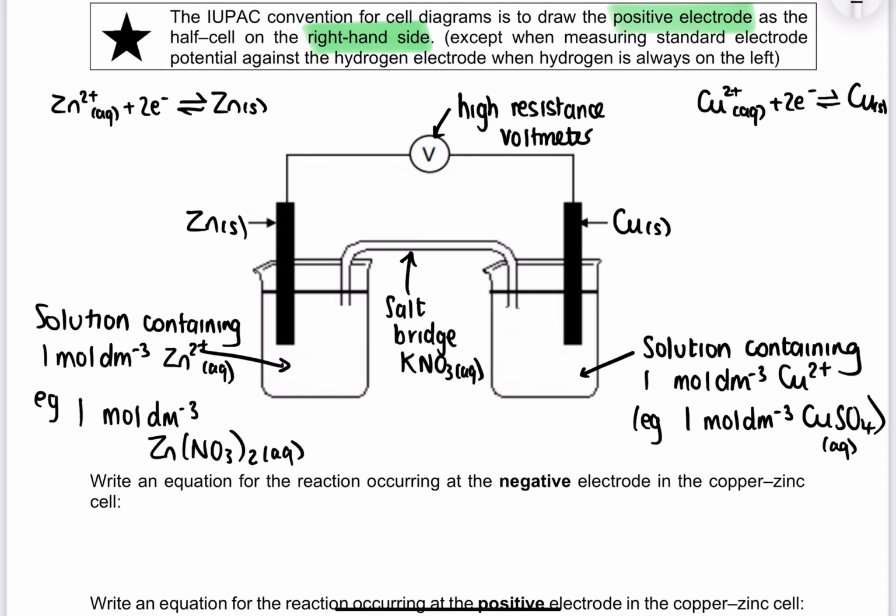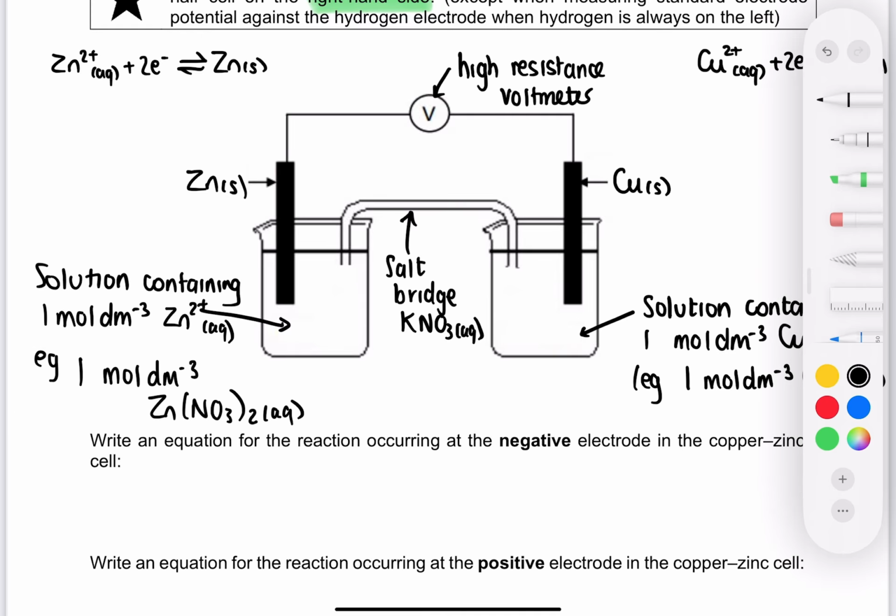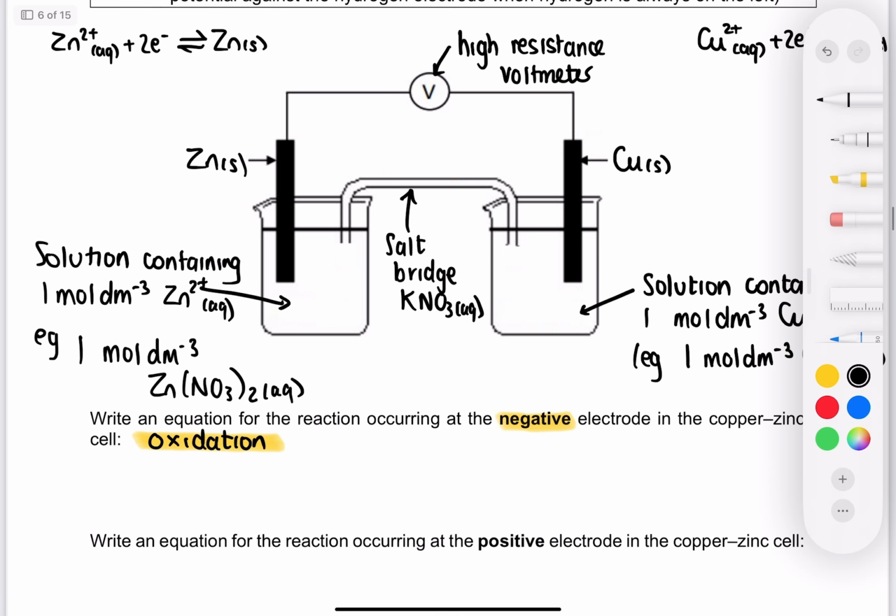It says write an equation for the reaction occurring at the negative electrode. So the negative electrode is the left-hand side, and at the left-hand side we get oxidation. The negative electrode is always the oxidation. And remember, it was about zinc, so we look at our equation and it can go either way, but we need it to be an oxidation. So we go from zinc, and now we use a one-directional arrow because we're choosing that it's an oxidation.